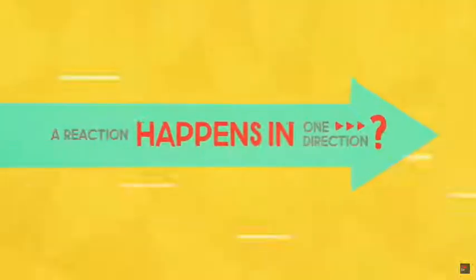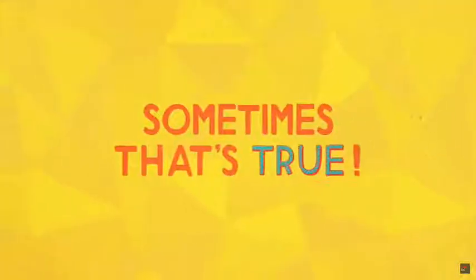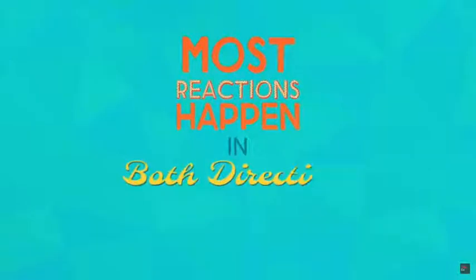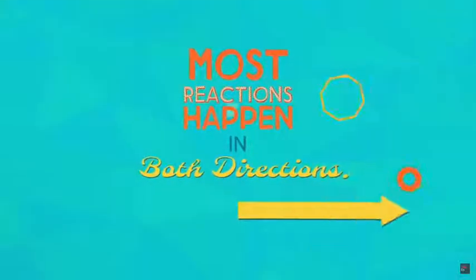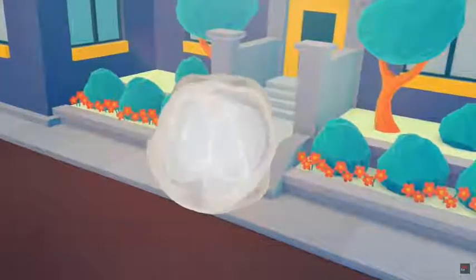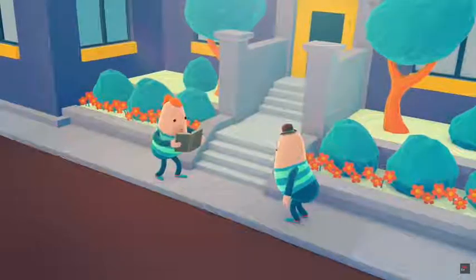Now you're probably thinking that a reaction just happens in one direction and that's it. Sometimes that's true. For example, things can't unburn or unexplode. But most reactions can happen in both directions, forward and reverse. There's no reason that our face arm guy can't bump into armless girl, reattaching that arm back to its original socket. Now let's zoom out a bit.